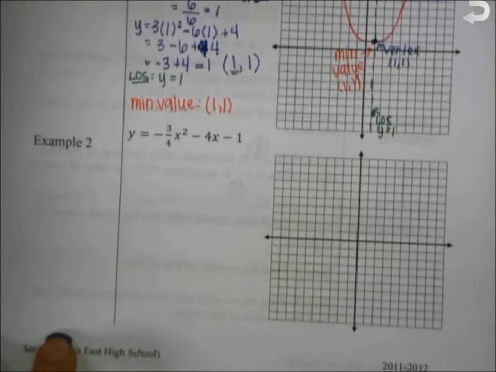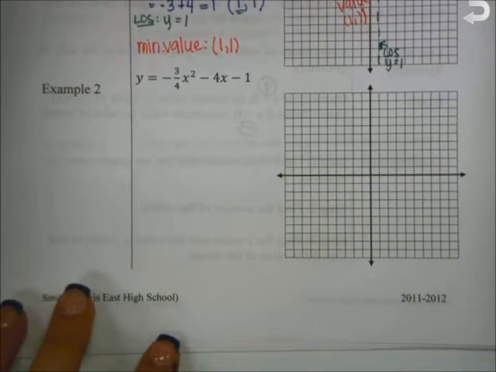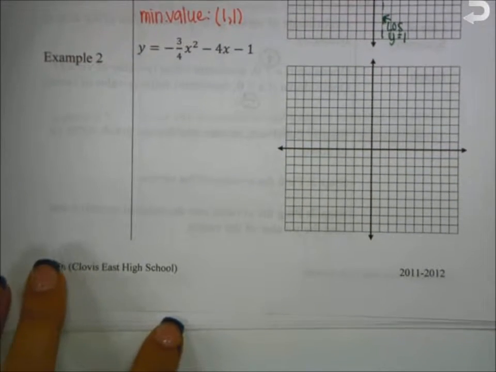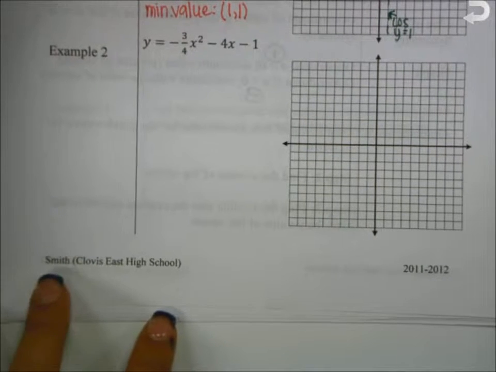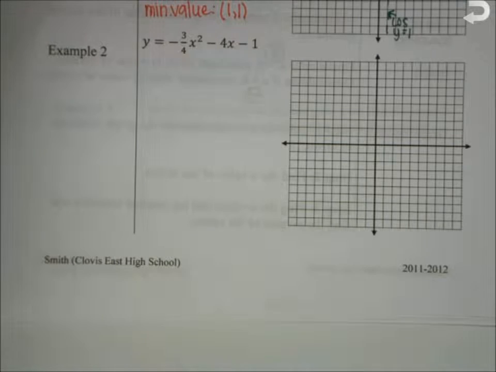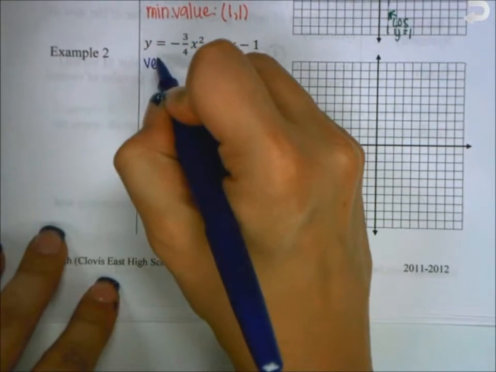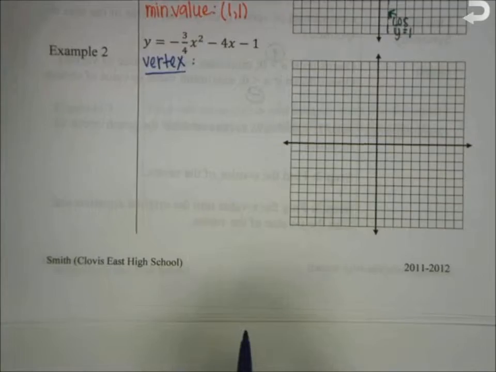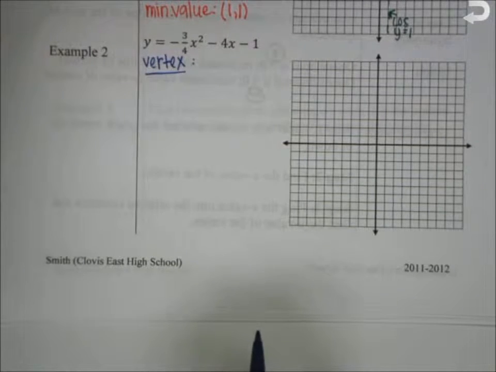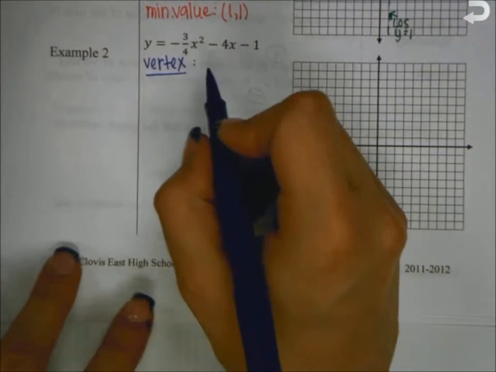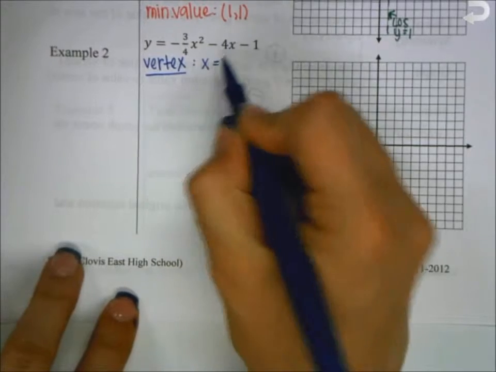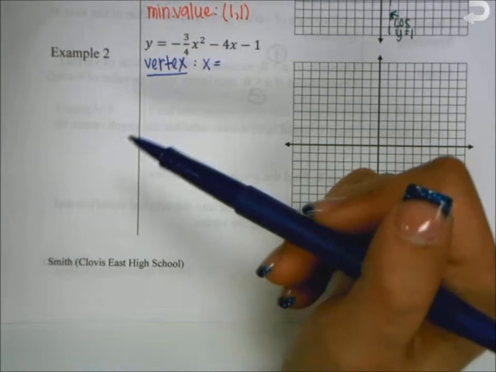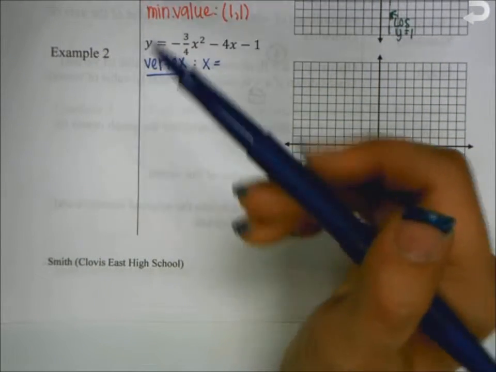y equals negative 3/4 x squared minus 4x minus 1. The first thing I want to find is the vertex. So I'm going to label it again. To find my vertex, I need to first find the x value. So x equals, and we're going to use that same equation that we used in the first one, negative b over 2a.